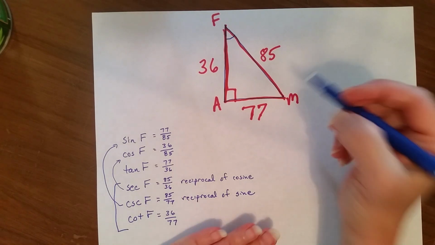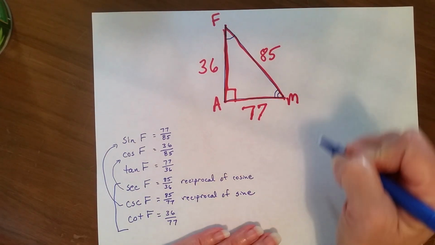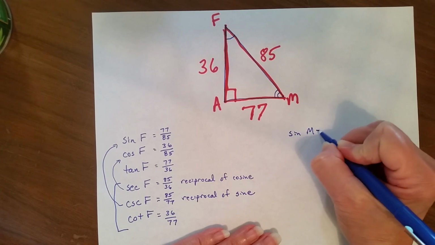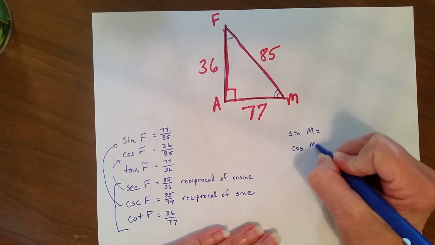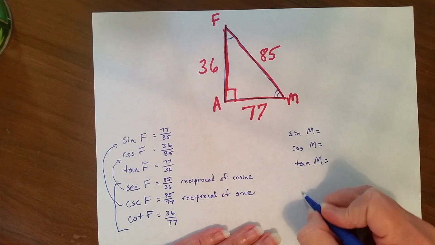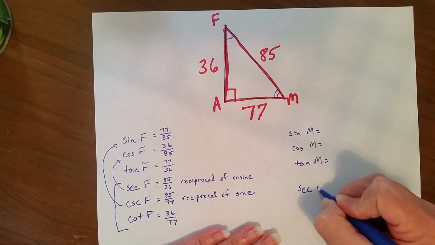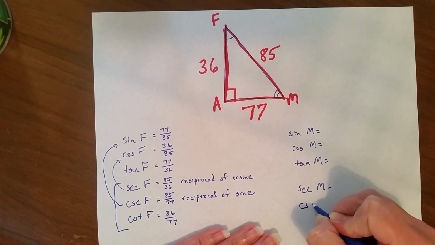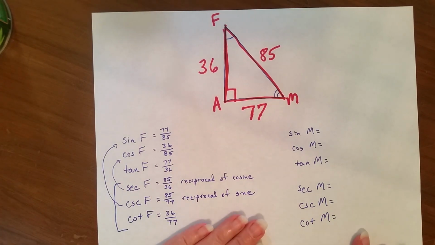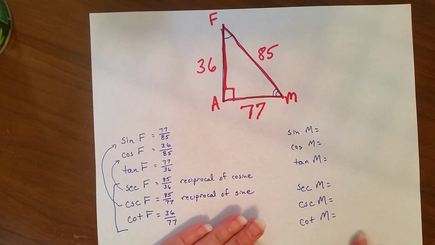Okay, now let's do the same for angle M, because that's our other acute angle. So let's write down the sine of M, the cosine of M, the tangent of M. And then let's do the others, the secant of M, the cosecant of M, and the cotangent of M. Okay, I'd like you to hit pause and try these on your own and then come back and see if you got the right answer.